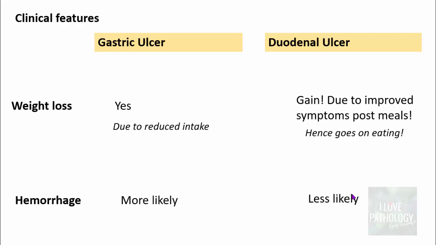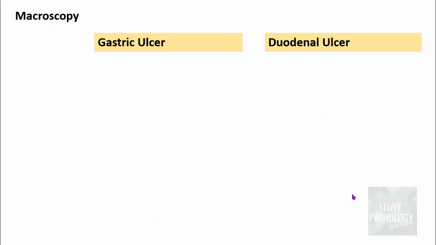Hemorrhage is most likely in gastric ulcers, whereas less likely in case of duodenal ulcers. If at all there is hemorrhage, it manifests as hematemesis in gastric ulcer. If at all there is hemorrhage in the duodenal ulcer, it manifests as melena. That is passage of black colored stools, right? Now let's move on to understand how these ulcers look.